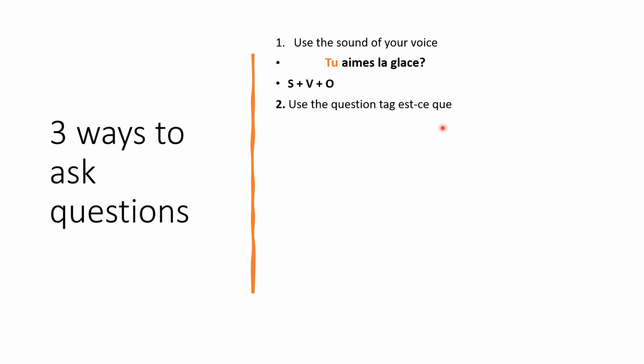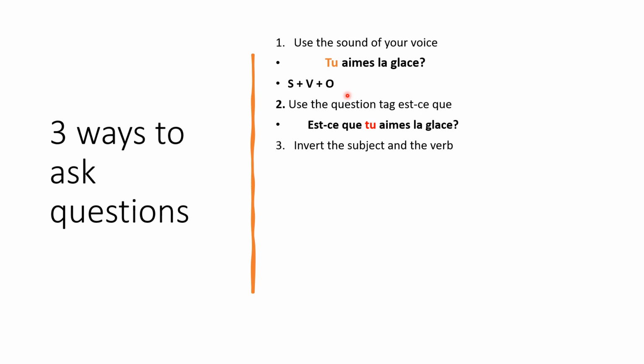All right? But how do you use est-ce que in French? Look at this. Can you see tu here? So tu aimes la glace is the same. Tu aimes la glace. Subject, verb, object. And in front of my sentence, I have put est-ce que. So this is how I ask a question using est-ce que. In English, you would say do: do you like ice cream? In French, you say est-ce que, put it in front. Follow it with your subject, follow it with your verb, follow it with your object. Subject, verb, object. Never forget that.